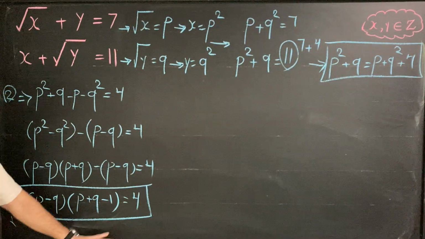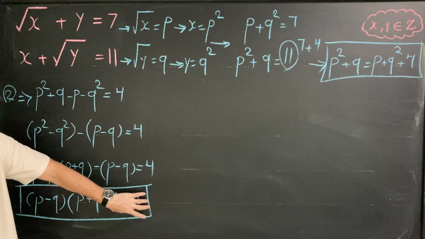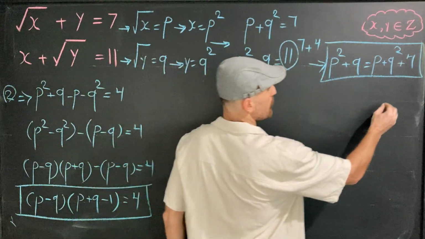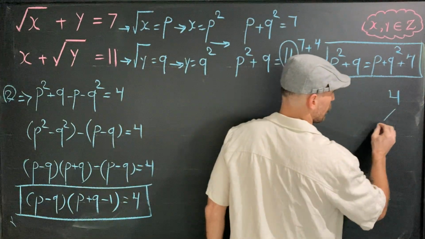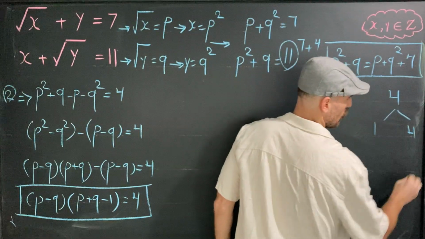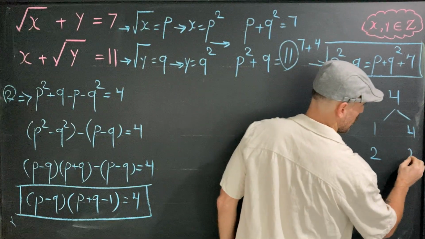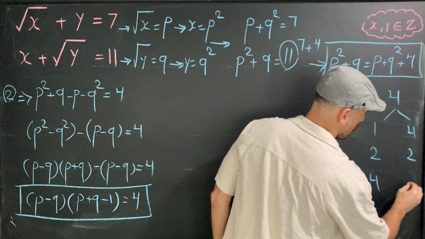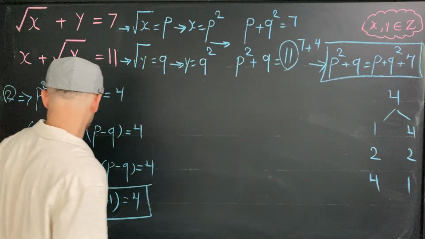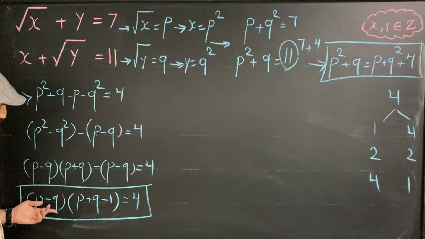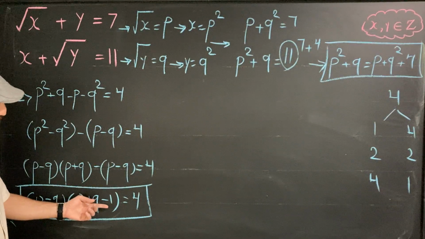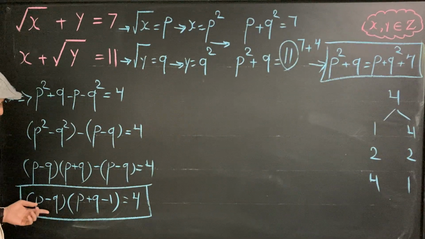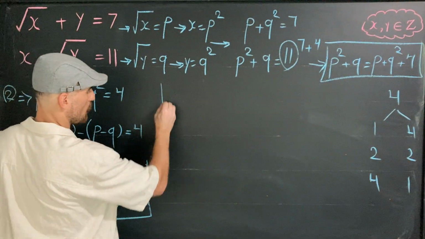Now we need to work on this number, which means 4. So let's see, what is 4? 4 can be written in the form of the product of 1 and 4. Also 2 and 2. Also 4 and 1. Look, p and q are integers. So p minus q is an integer. P plus q minus 1 also is an integer. So let me rewrite it here.